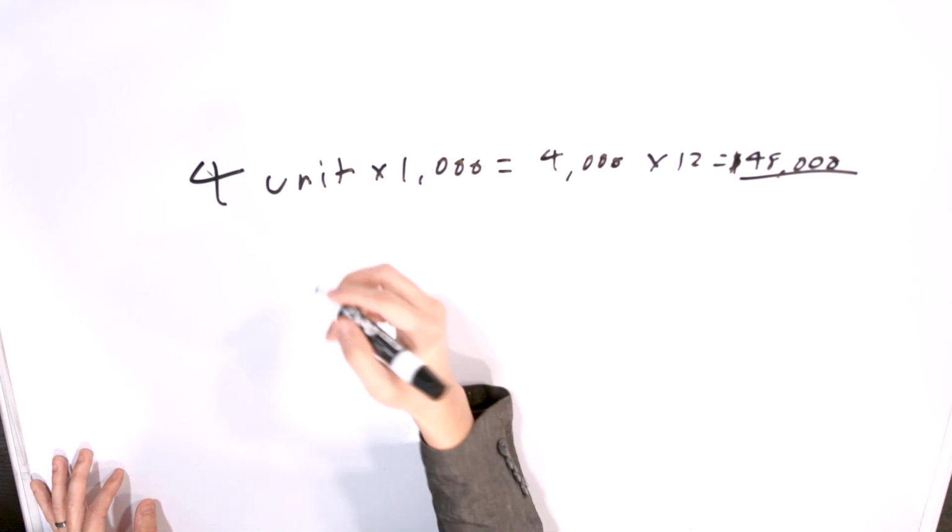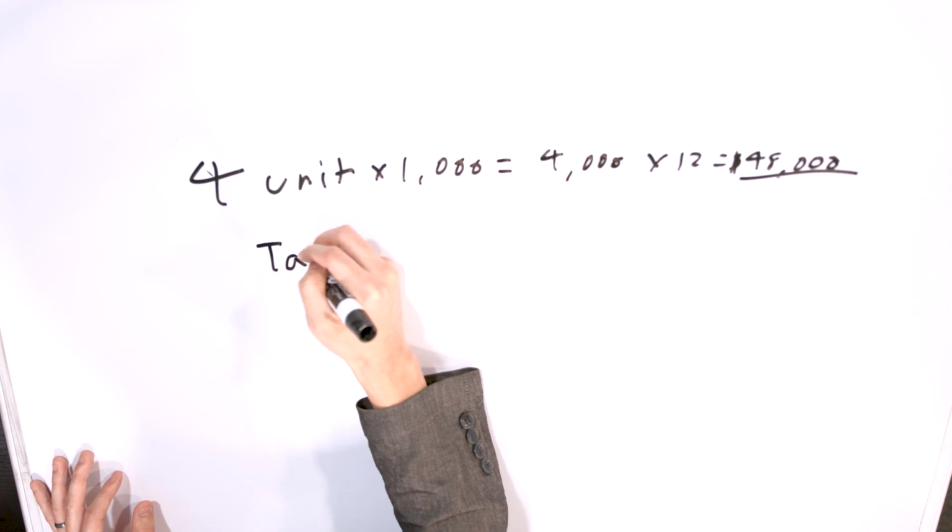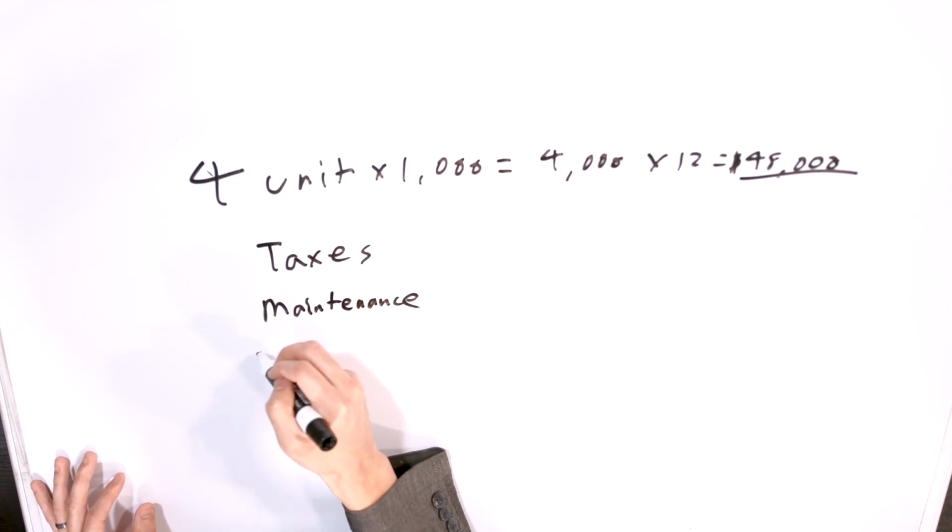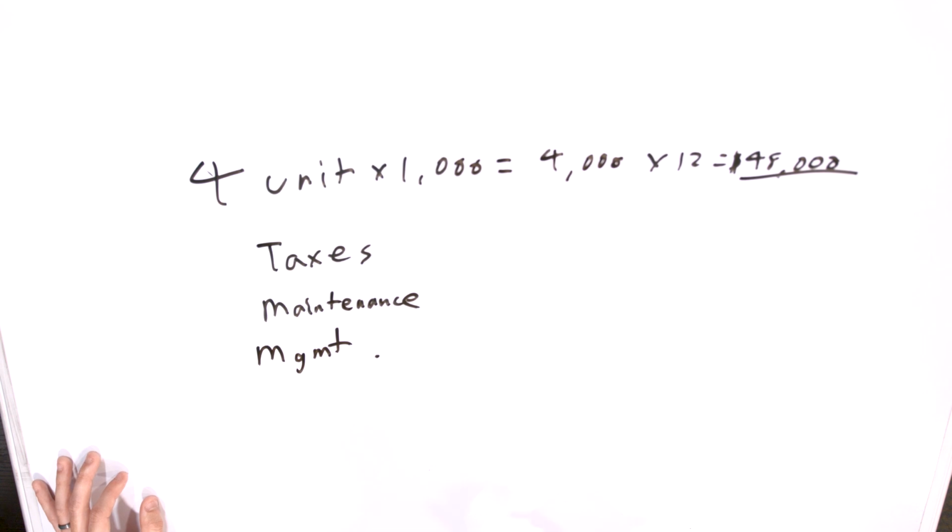So we've got our gross annual income, which is $48,000. Let's go ahead and start breaking down the expenses. Now, I call these expenses the big 3. Why is that? Because in my experience, these 3 expenses are the biggest ones that you're going to have to deal with in your investing career. The big 3 are taxes, maintenance, and management. Now let's first start with the taxes.